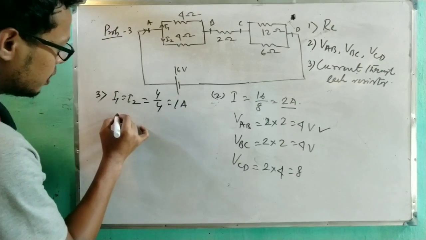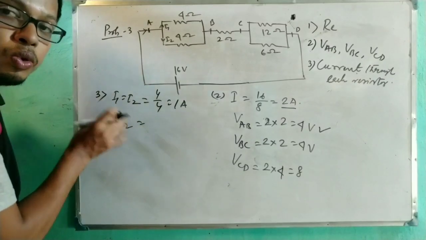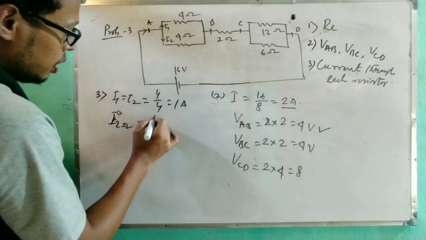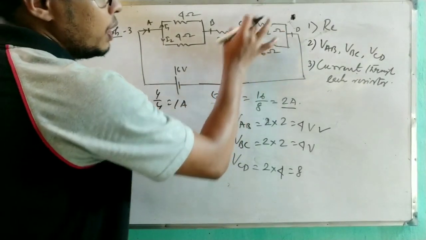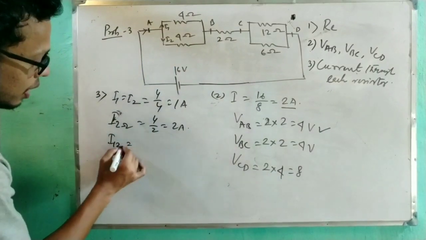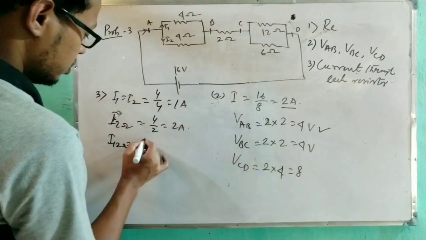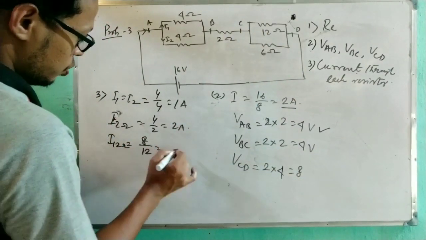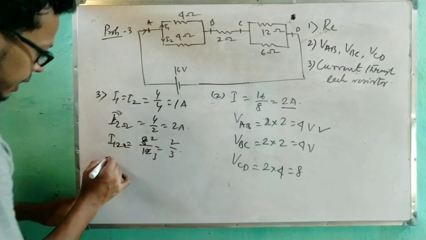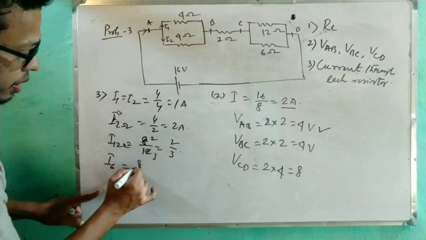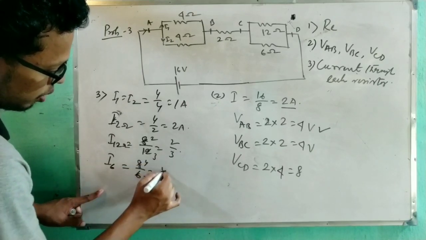How? See, suppose this current I 2 ohm, means current flows through 2 ohm resistor. 4 by 2, this is also 2 ampere will come. Here also 2 ampere will come. Total 2 ampere will come, but individually it will be different. Suppose I12 I am calculating. I through 12 ohm. Here the potential difference we got how much? 8. It will be 8 by 12. So 4 2s are 8, 4 3s, 2 by 3, and I 6 will come, 8 divided by 6. So it is 4 by 3.